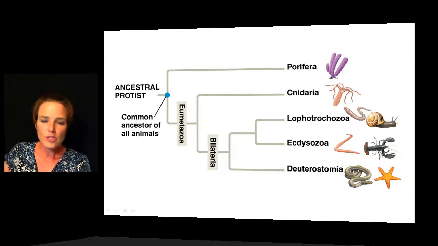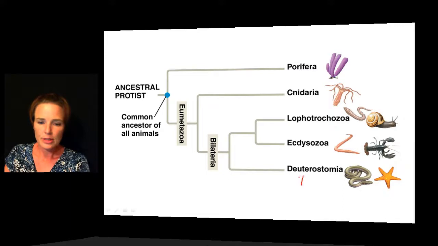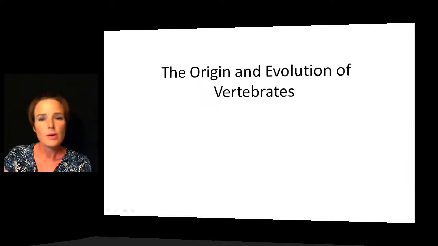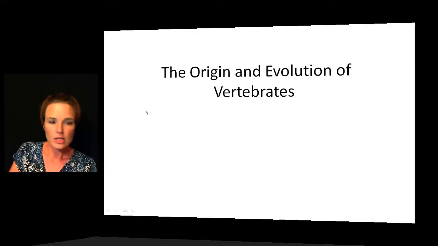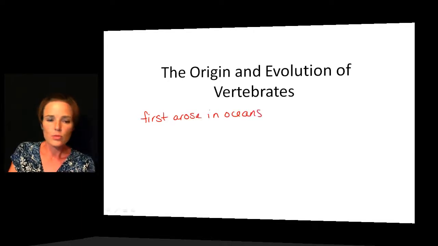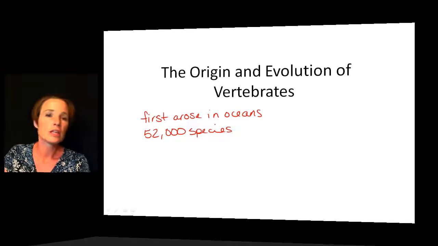The vertebrates are going to be part of this clade down here at the bottom, which is called deuterostomia. So as we go through this chapter, we're going to talk about the origin and the evolution of vertebrate animals. Now, vertebrates are thought to have first arisen in the oceans. And to date, we know of about 52,000 species. So this is a much smaller number than the invertebrate species that we looked at in the last chapter.